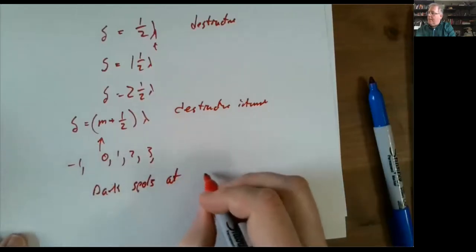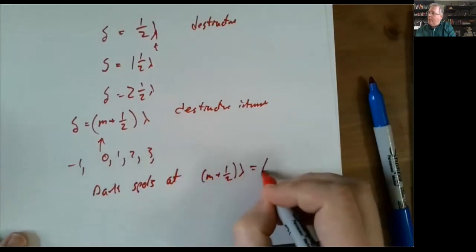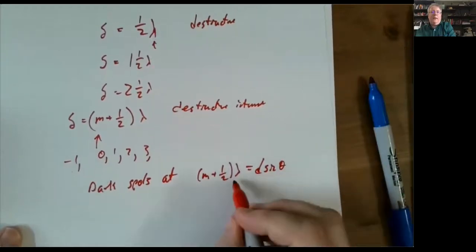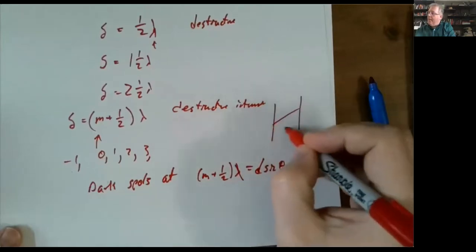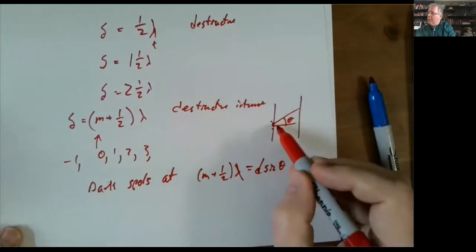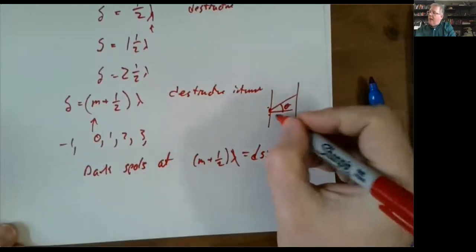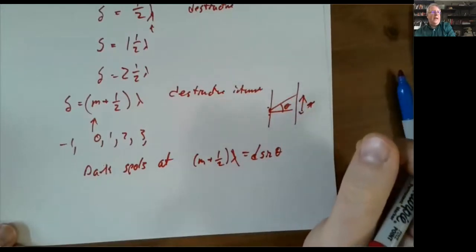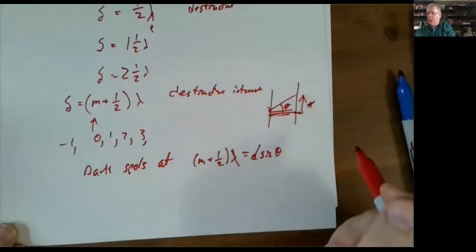So I get the dark spots at m plus 1/2 lambda equals d sine theta. So d is the separation between the slits, lambda is the wavelength of the light we're using, and theta is where I'm looking at it on the screen. So my two slits are over here at some place, and then theta is the angle I'm looking at over here. Now, what I want to do is measure where that dark spot is relative to, say, the center of the screen, directly across from the two slits.